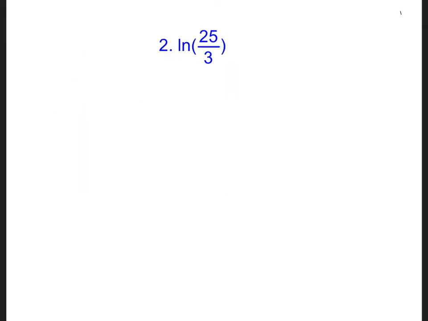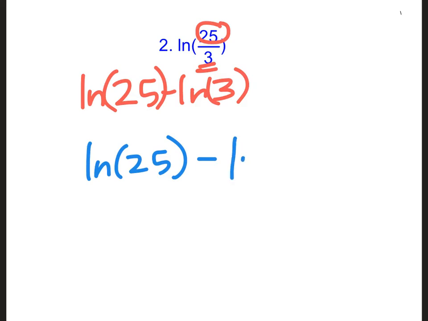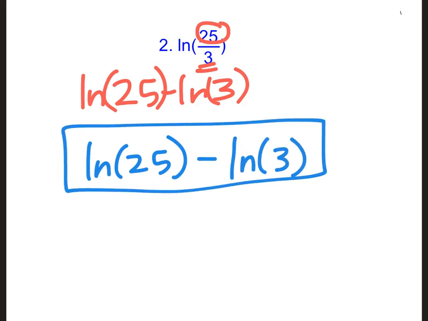My second one, we have the natural log of 25 divided by 3. Remember, if you're dividing, that means we can subtract. So we're going to do the natural log of the number on top, 25, minus the natural log of whatever's on the bottom, 3. If you want, you can throw some parentheses in there. It doesn't really matter. But that's your final answer. Again, you don't have to multiply anything. You don't have to subtract. Natural log of 25 minus the natural log of 3. That would be your final answer.